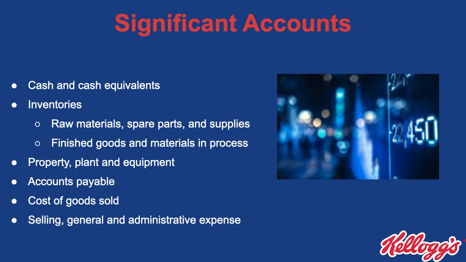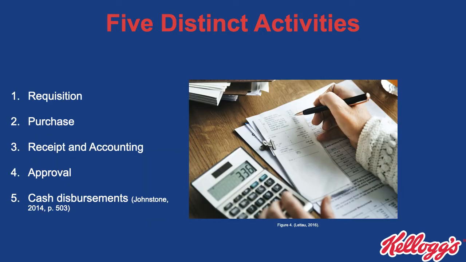And we also have inventories, both raw materials and finished goods and materials in process. We have property, plant, and equipment. We also have accounts payable, and we will see this. We get there as soon as we have an approval, and we make payment, and then we pay for those payments through the cash equivalents. We also have cost of goods sold, as well as selling, general, and admin expenses. Now, these are the significant accounts that we as auditors need to be aware of and need to be conscientious of as we approach this audit cycle.